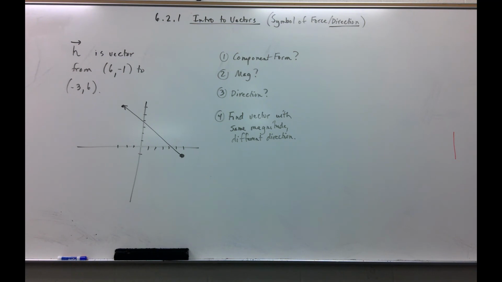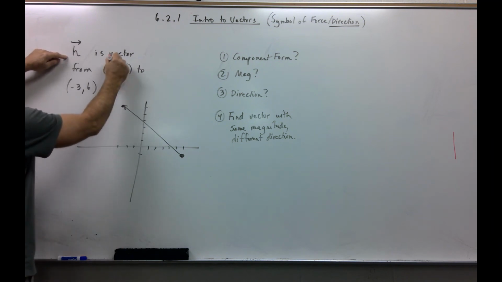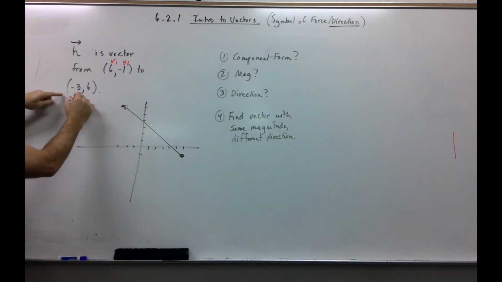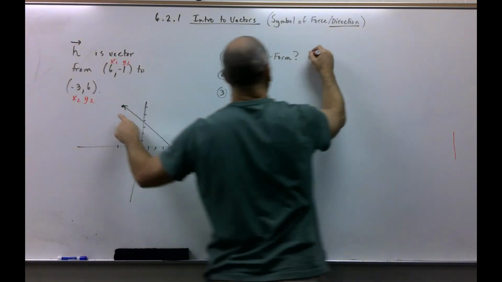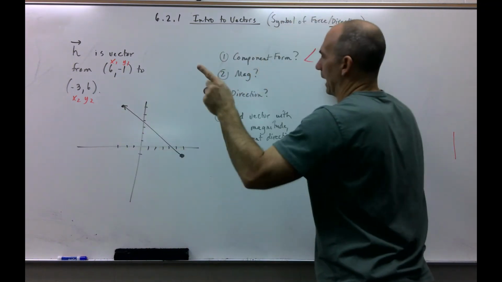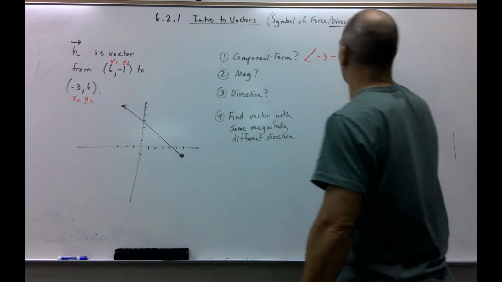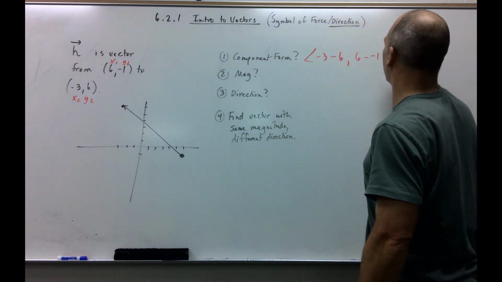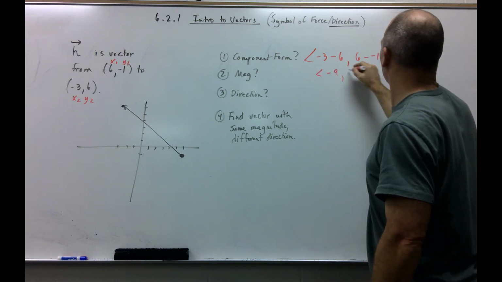All right, so this one math problem pulls it all together. It says h is a vector from 6, negative 1, so that's x1, y1, to negative 3, 6, that's x2, y2. So there it is. First question, component form. So that is x2 minus x1, and then y2 minus y1. Be careful with those double negatives. So that'd be negative 9 and 7.